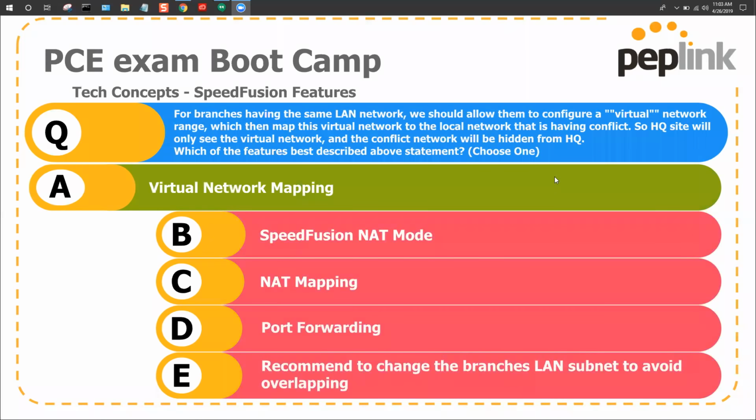Our brand new feature as of 7.1, virtual network mapping, the ability to assign a virtual network to the remote end and have those LAN clients get a virtual IP from the Peplink to give you access. We bring a lot of tools to the table.